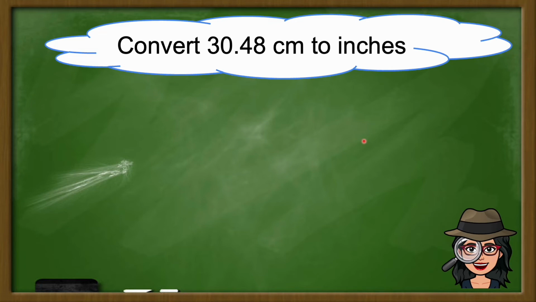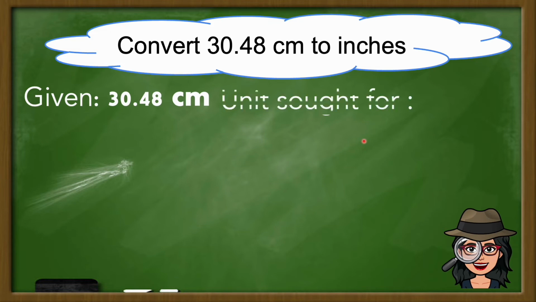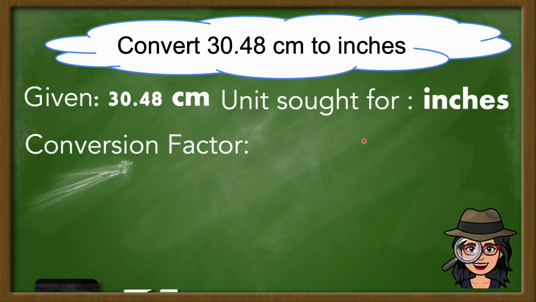Same process. First, we have to identify the given. What is given in this example? You're right. The given in this example is 30.48 centimeters, and we need to find out how much it would be in inches. Okay, so what will be our conversion factor then? Remember, since they are from different systems of measurement, the conversion factor would not be by multiples of 10. Okay, so here is our conversion factor.